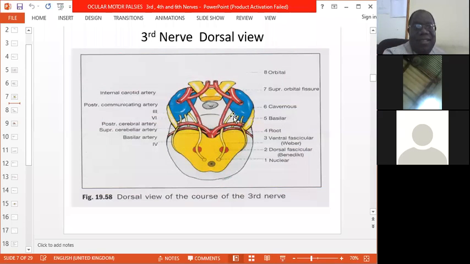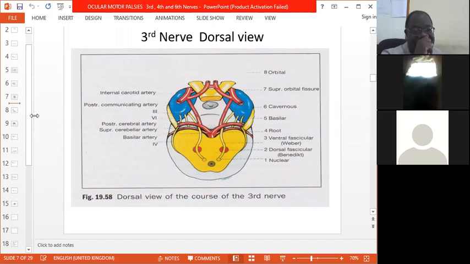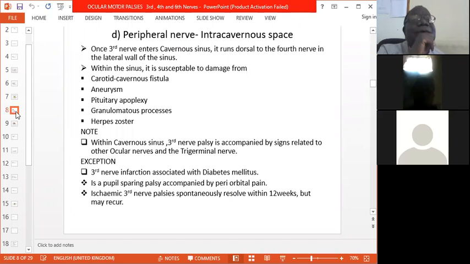It's in the cavernous sinus. That's where it is, on the wall. Now go to the slides. Where is it traveling? Within the sinus, the third nerve in the cavernous sinus turns dorsal to the fourth. By dorsal to the fourth, it goes above. Okay, above the fourth. Then you've got the carotid, whatever, in the lateral wall, but above.